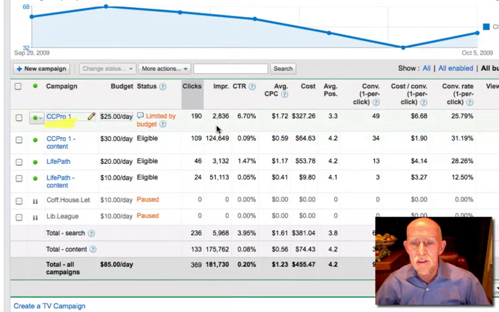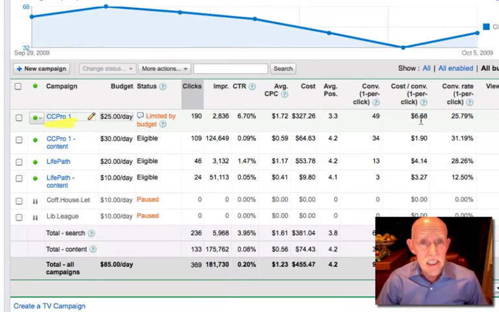And if you follow this over, you'll see that this is a period of a week. I got 190 clicks on 2,836 impressions for a 6.7% click-through rate. My ad is very effective on the CC Pro campaign. The average cost per click is $1.72. It is a more expensive campaign to run. My average position was 3.3, which is great. I had 49 conversions and a cost per conversion of $6.68 for 1 week. That number tends to go up and down by the week.